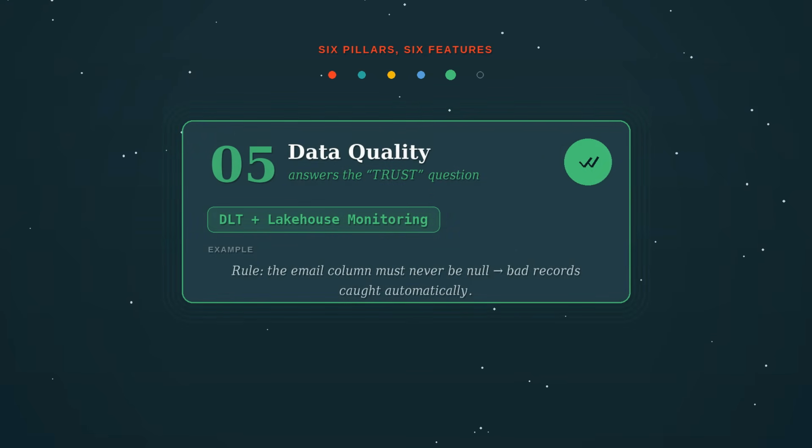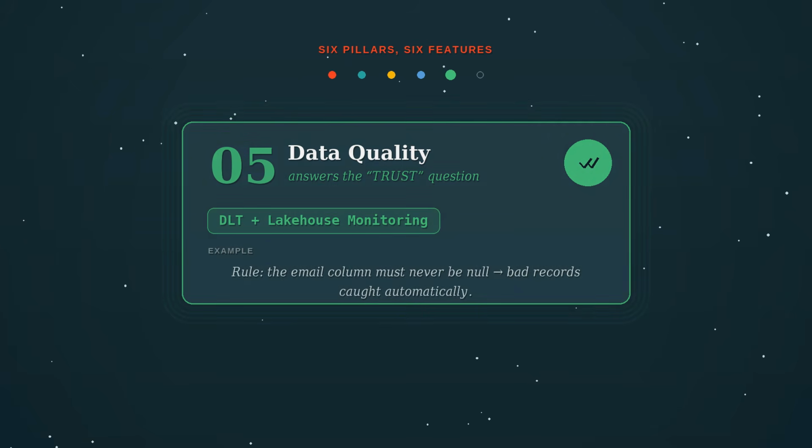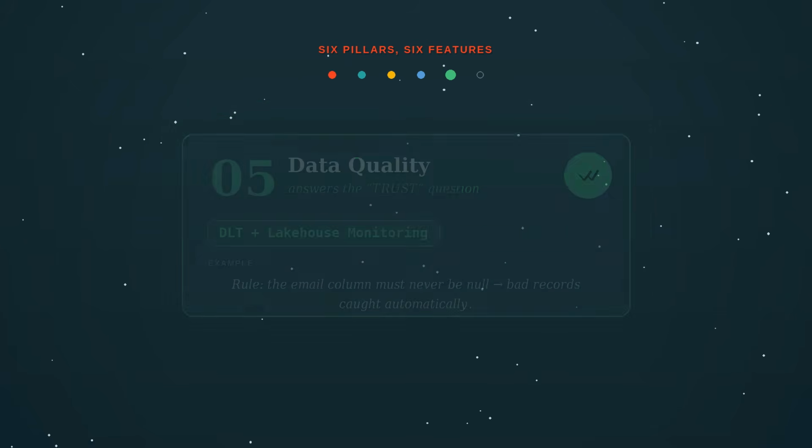Next one, pillar 5, data quality. This is the trust part. The tools are Delta Live Tables expectations and Lakehouse Monitoring. For an example, you declare a rule: the email column must never be null, and bad records get caught, dropped, or flagged automatically as data flows through your pipeline. Governance is not just security, it's can I trust this number.